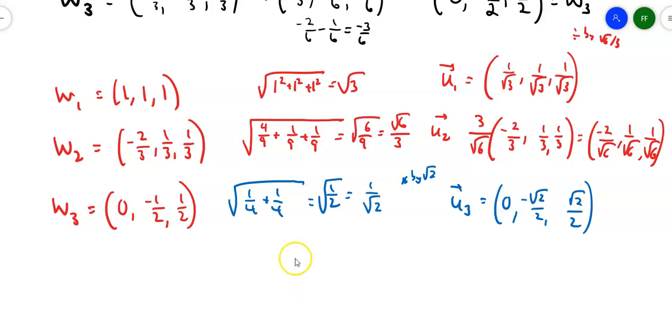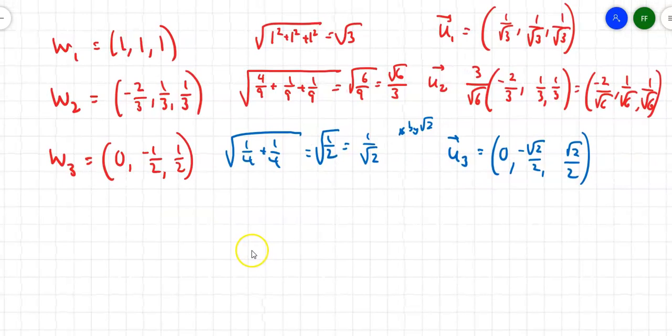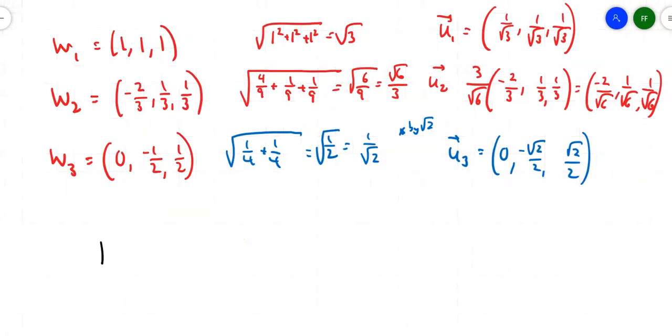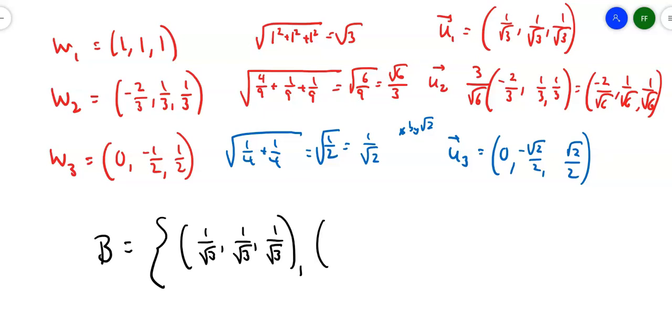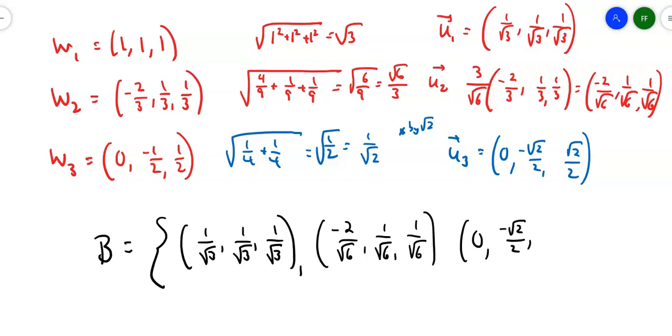All right, let's take these three vectors, line them up, and see if it makes sense as an orthonormal basis. Okay, my basis then is 1 over root 3, 1 over root 3, 1 over root 3. That's the first vector. Second vector is negative 2 over root 6, 1 over root 6, 1 over root 6. And the third vector is 0, negative root 2 over 2, root 2 over 2.